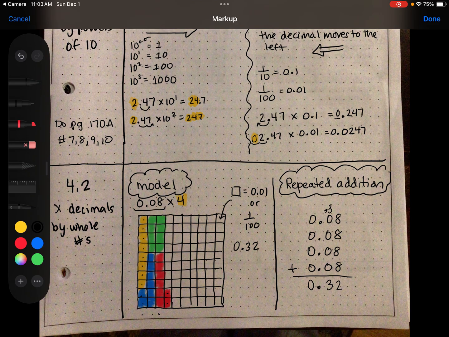Notice we get the same answer as the model. And this one is just a little bit faster. You don't have to draw the pictures. But the picture shows you what's going on. The model shows you what you're actually doing when you're adding up the 8 hundredths.